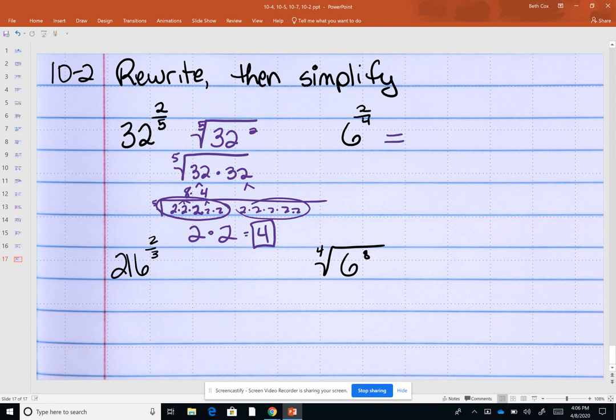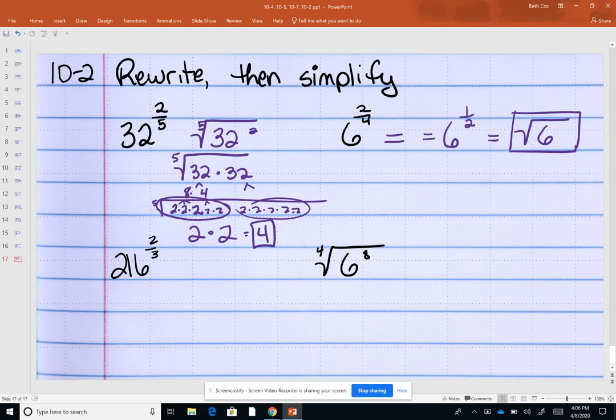Let's look at this one. 6 to the 2/4 power. So wait a minute. This is going to be 6 to the 1/2, isn't it? Can I reduce that fraction? Absolutely. And 6 to the 1/2 is just the square root of 6. And I can't simplify this one, so that one's done.